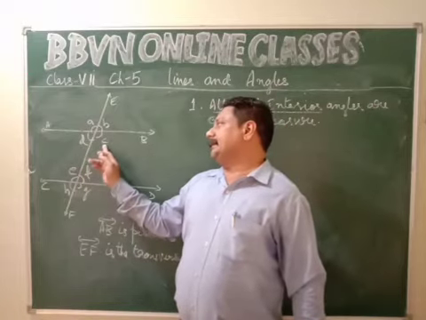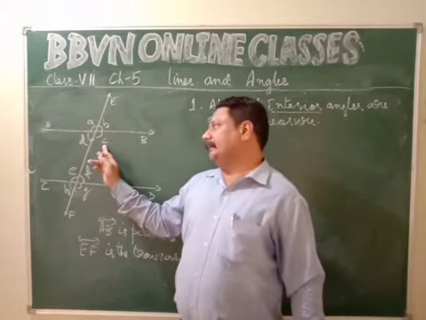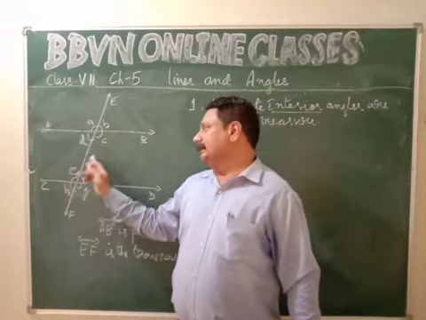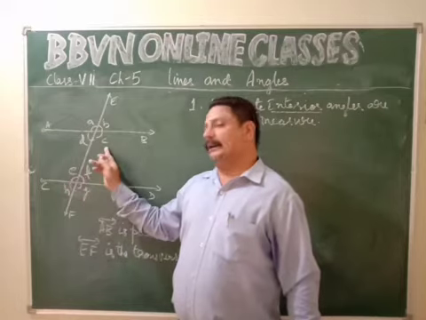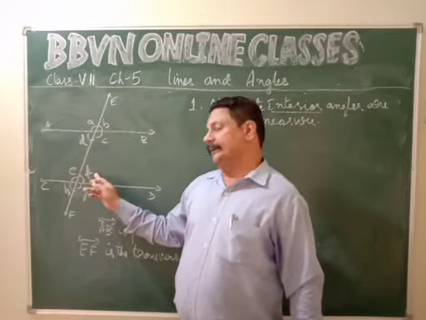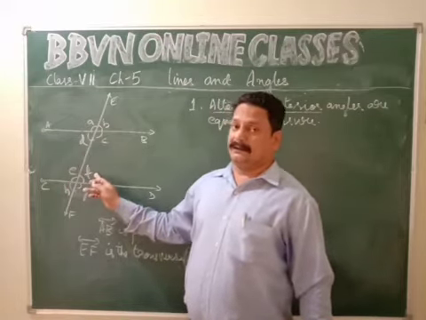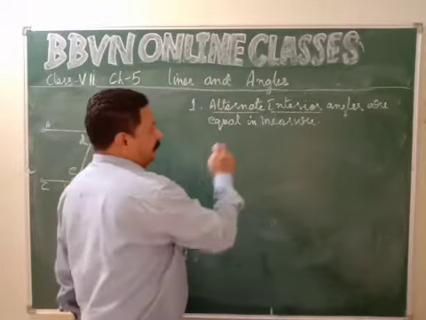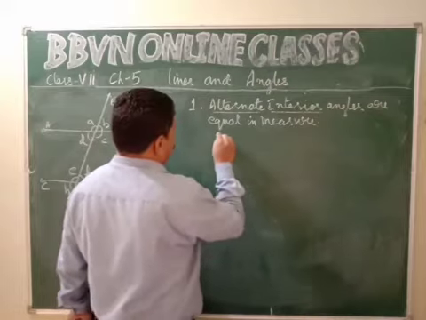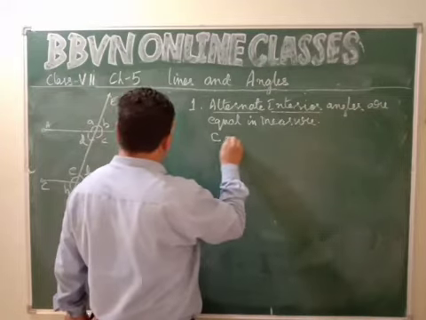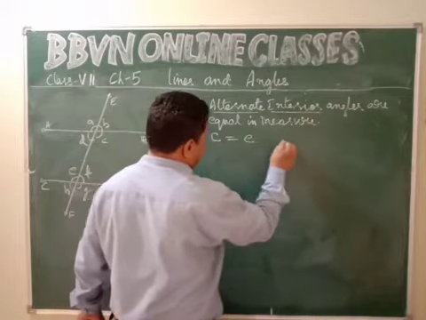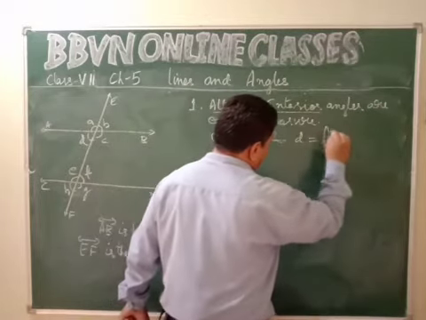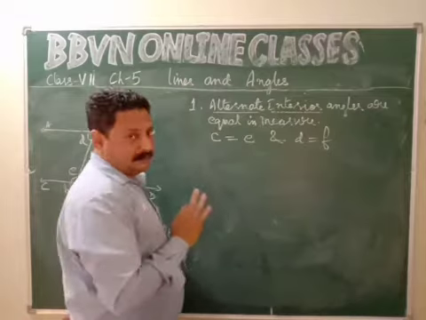To the right side of transversal, if I have angle C, then to the left side I have angle E. These are alternate interior angles. In the same way, angle D and F, they are alternate interior angles. They will be equal in magnitude. Okay. So alternate interior angles are equal in measure. So angle C will be equal to angle E and angle D will be equal to angle F. Right? The first property.